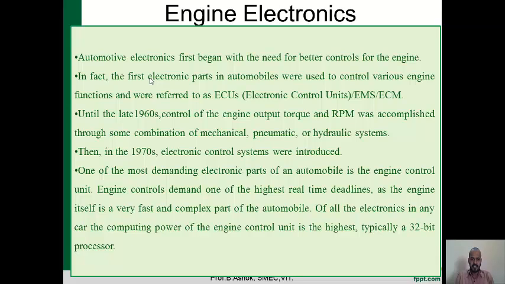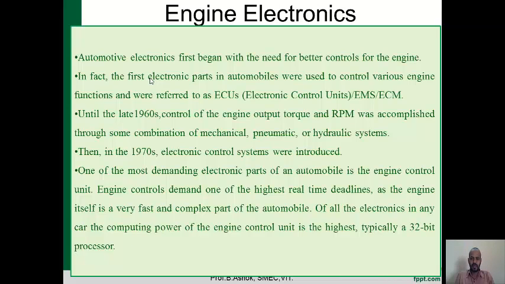Until the late 1960s, control of engine output, torque and RPM was accomplished through some combination of mechanical, pneumatic and hydraulic systems. That is, either with the help of a carburetor system, where they use mechanical, pneumatic or hydraulic systems, and the same in case of a CI engine. So the engine output was controlled purely with the help of mechanical, pneumatic and hydraulic systems. Then in the 1970s, electronic control systems were introduced because of emission legislation, technology demand, and the need to improve the performance of a vehicle.